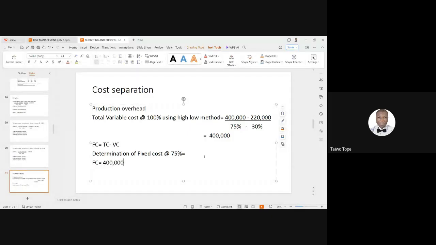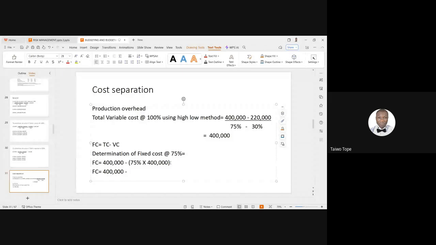Now, at 75%, what will be your variable cost in terms of production overhead? If this is your 100% variable cost, what will be the 75% of that? 75% of 400,000 is 300,000.